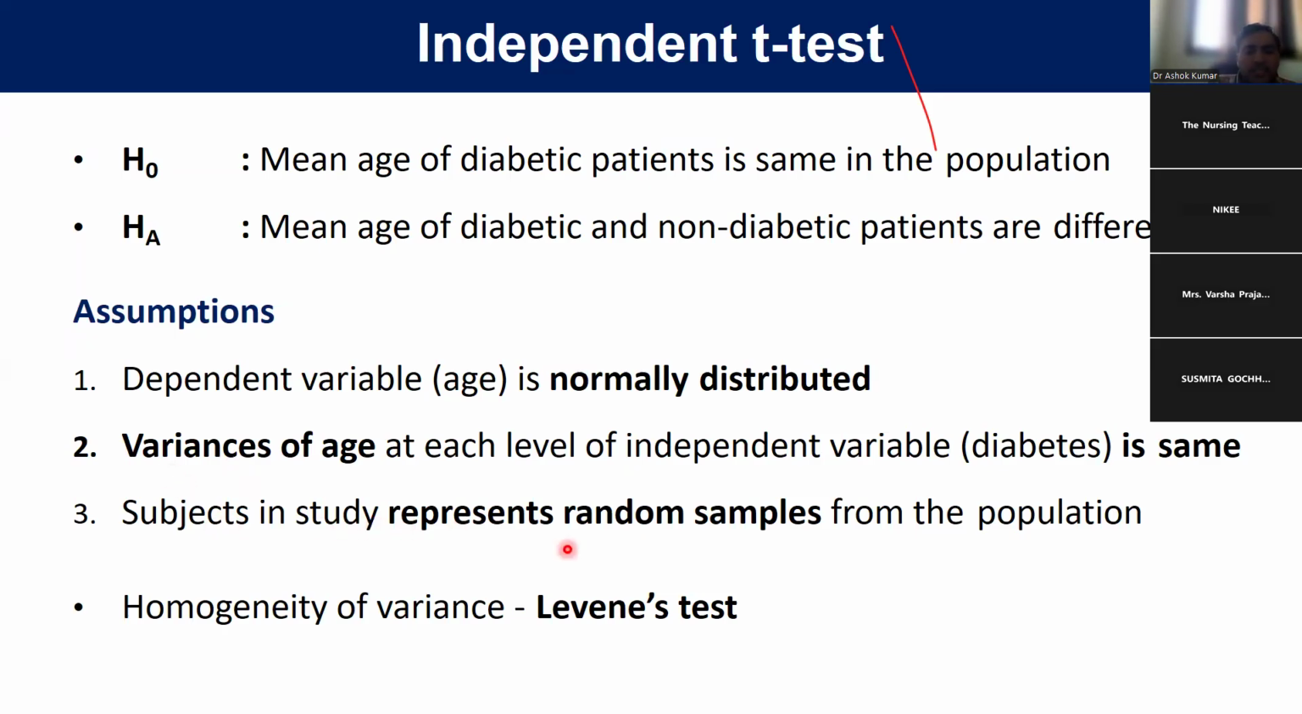Subjects in this study should be chosen from random sampling. And this is the homogeneity of variance, and we are using Levene's test. No need to worry about this, okay? We will discuss in the next slide what this means. So, one minute.